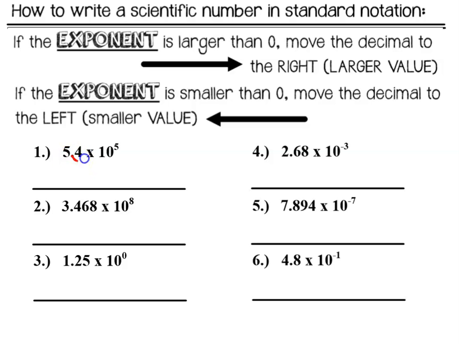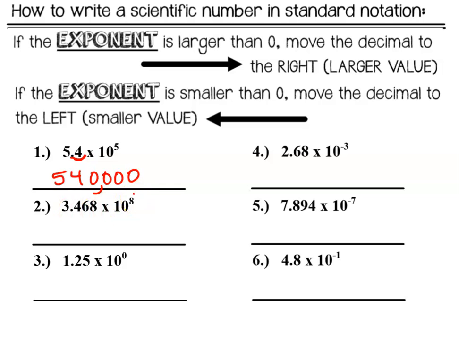So that means 4 takes up the first place. 2, 3, 4, 5. See all those loops? 1, 2, 3, 4, 5 times I need to move that decimal. And if you run out of numbers, you put zeros in those places. So I actually am going to have 4 zeros after I move, because this 4 took up one of my places. So the answer is 540,000.